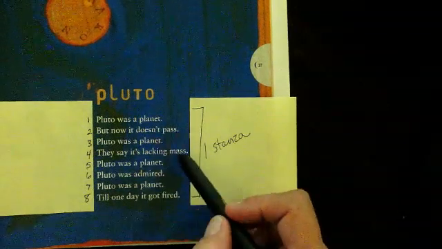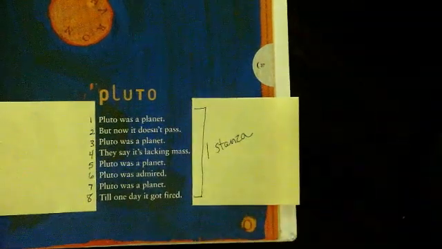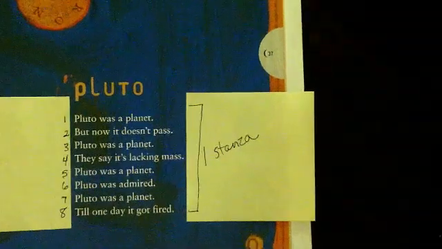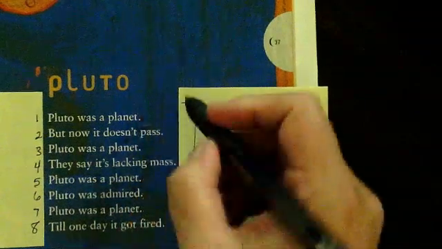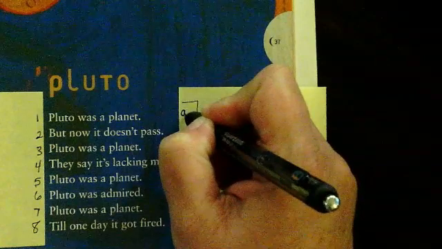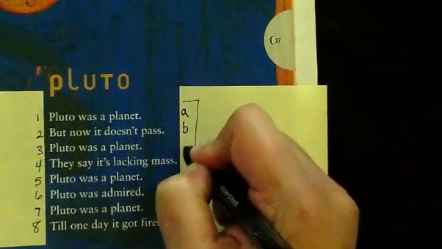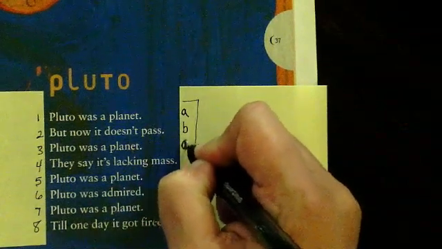Ooh, pass and mass have the same ending sound. That means that they rhyme. Pass and mass rhyme. So, if I was going to find rhyme scheme, I'm always going to use my alphabet to mark my pattern. Oh, no, that's an A.